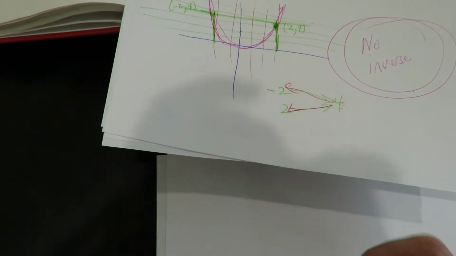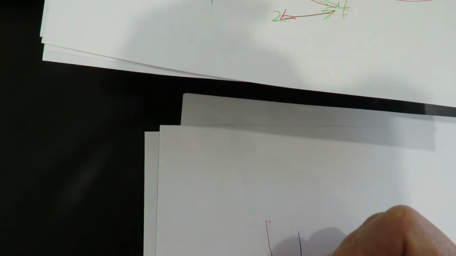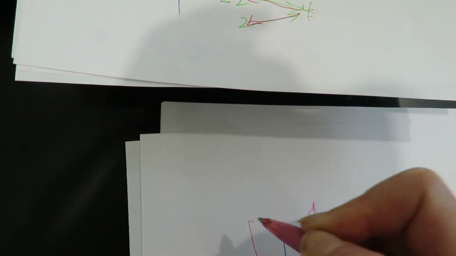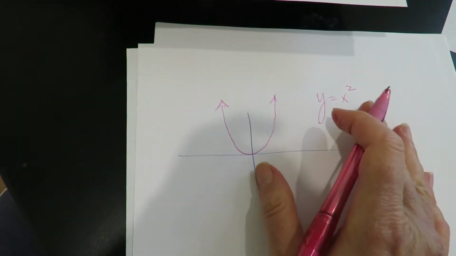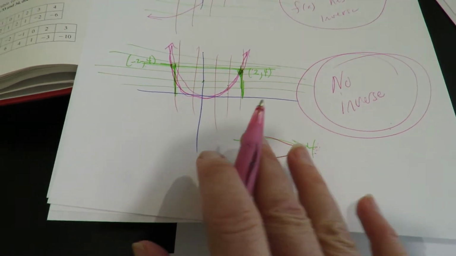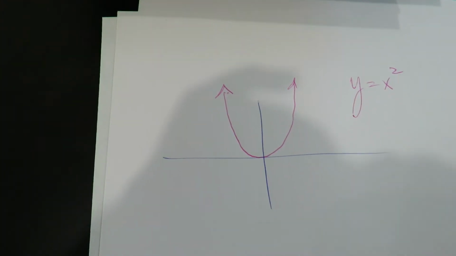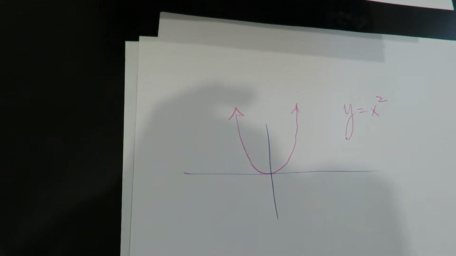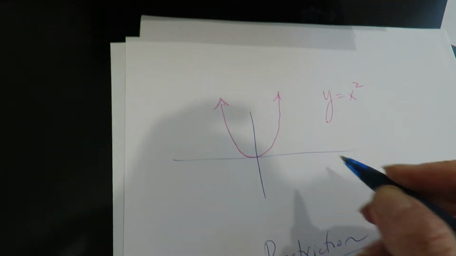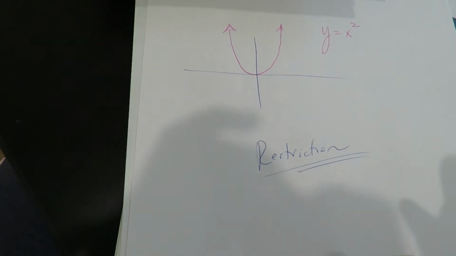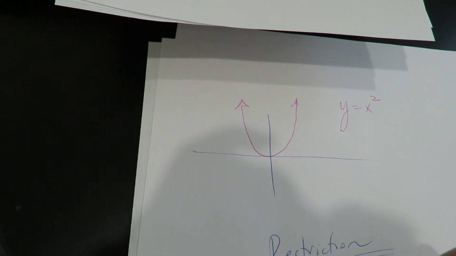Now I'll just make a quick side note here if anybody's interested. Hopefully you're interested, but we all have those days. This function, this parabola, has no inverse, as we just went over. So what you can do is a restriction. There's a zillion restrictions I can make on this graph. I'm just going to pick one.